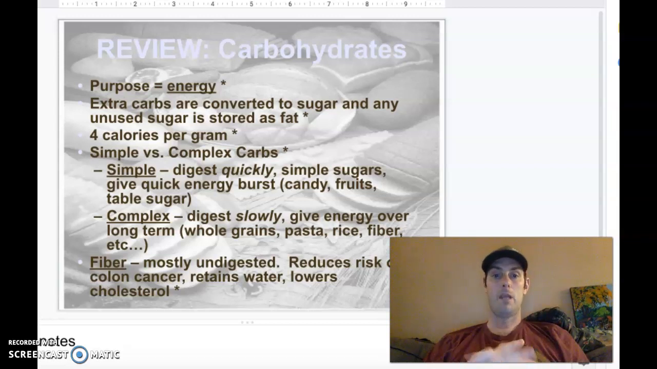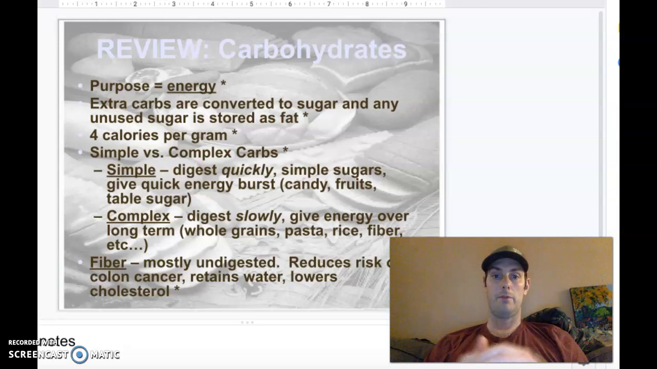Complex carbohydrates, on the flip side, are digested really slowly, and they provide energy over a much longer period of time. So rice, pasta, whole grains, brown rice, whole wheat bread, things that have become a little more common now, like quinoa, oats, oatmeal, those things burn for long periods of time.